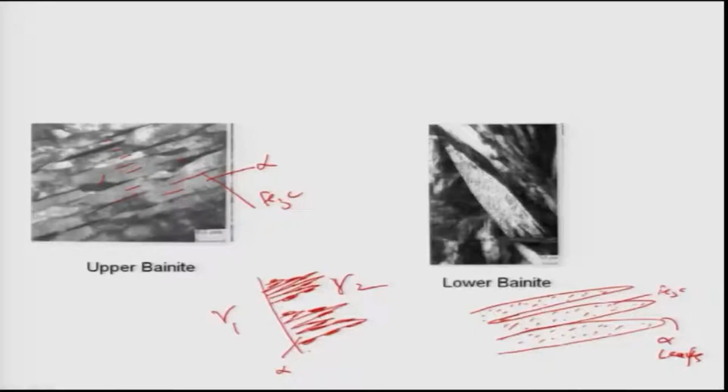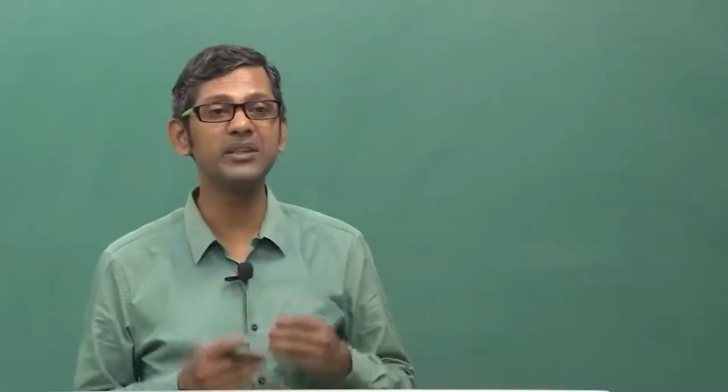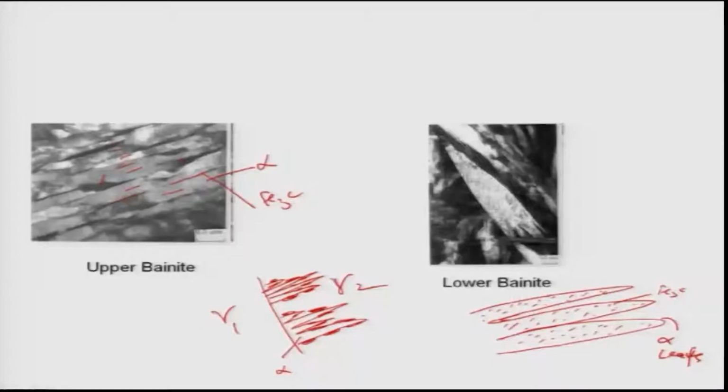Similarly, look at this one, upper bainite, the way I have drawn. The alpha plates or needles are shooting out from these grain boundaries. So these will have a distinct orientation relationship with the gamma 1 grain. On the other hand, they will not have much specific relationship with the gamma 2 grain. But when cementite again precipitates on the boundaries of the alpha needles, there will be an orientation relationship between cementite and alpha.